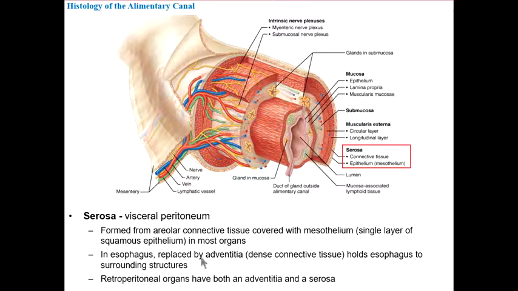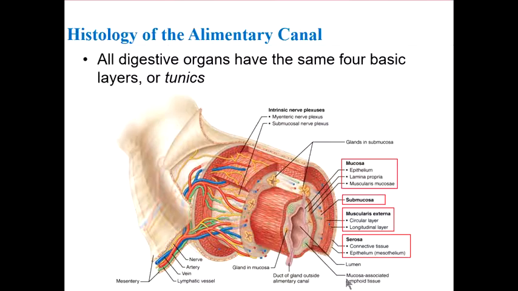So those are just slight differences depending on where we are located in the alimentary canal. But there we go. We went through our four major layers, or basic layers, of the alimentary canal, and each of the sublayers, well, submucosa did not have sublayers, but the other three did.